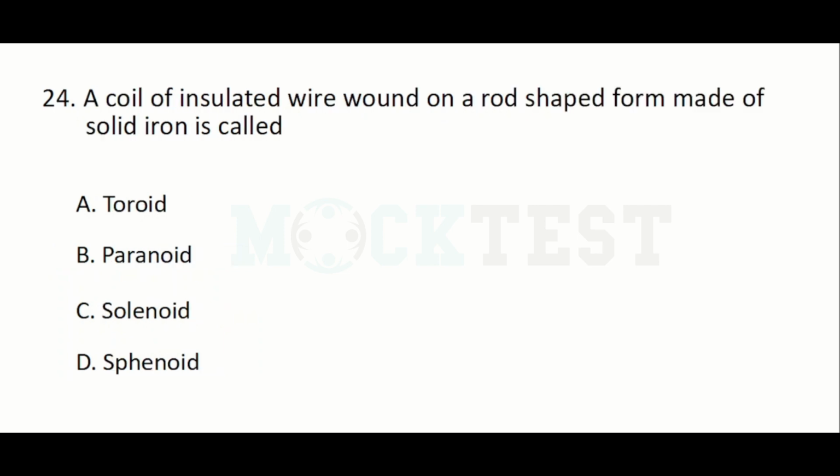Next, a coil of insulated wire wound on a rod-shaped form made of solid iron is called option A toroid, option B paranoid, option C solenoid, option D sphenoid. The answer is option C solenoid.